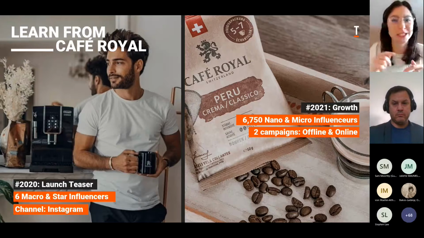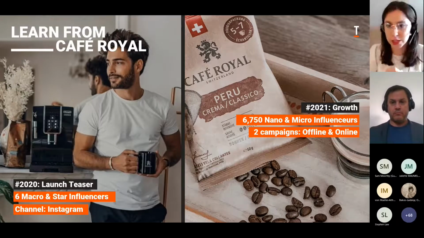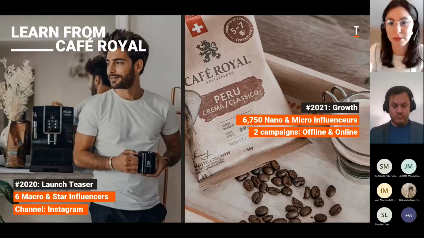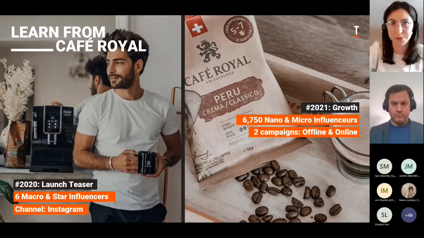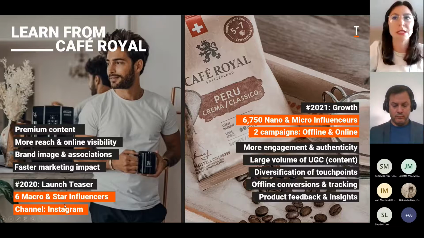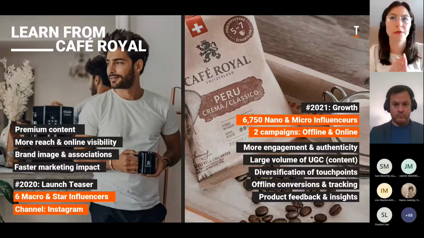So again, coming back to the integration, this was very strategic and very complementary to traditional media like TV, which they are activating a lot. You can see here some major differences, major benefits from different categories.